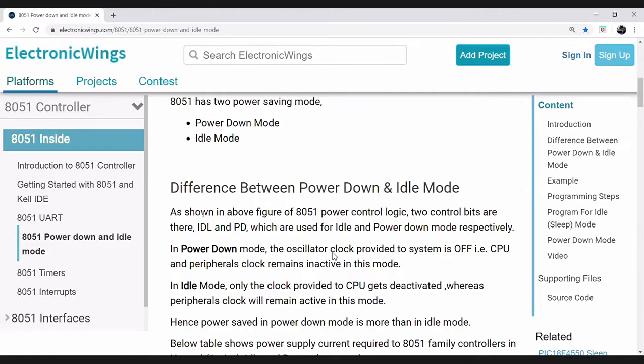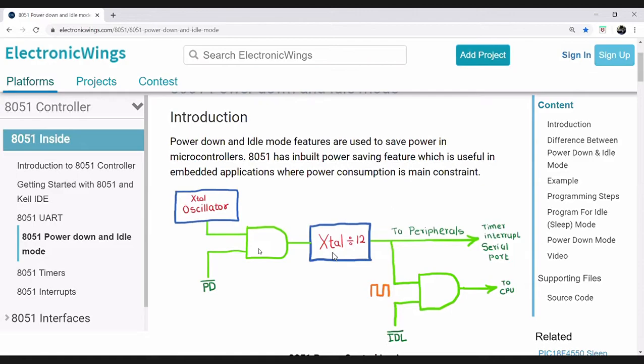Power down mode. We have two control bits, IDL and PD, which are used for idle and power down mode respectively. In power down mode, please see here, which I told you right now, the oscillator clock provided to the system is off. That is, the CPU and peripheral clock remain inactive in this mode. That means in power down mode, your PD is equal to 1.